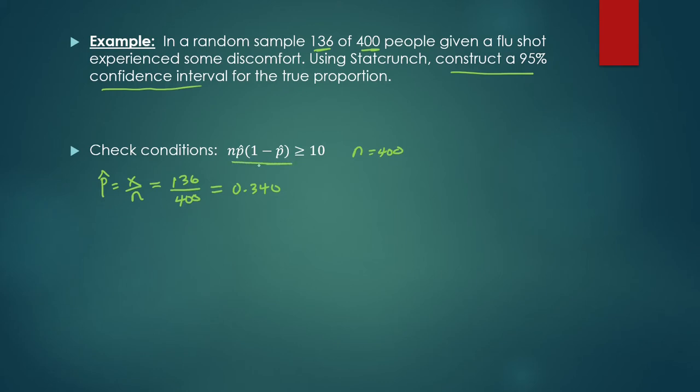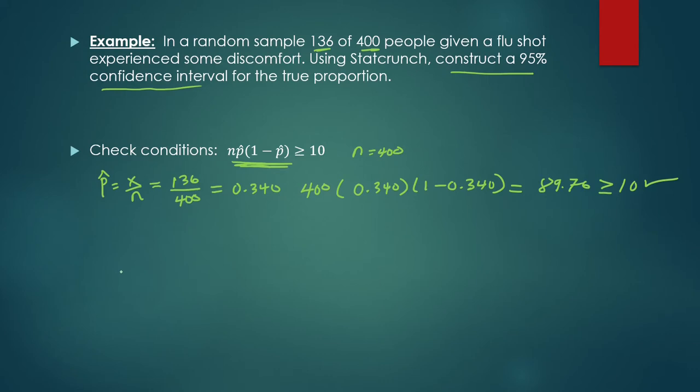So I'm going to plug in all of the values into the equation. 400 times p hat times 1 minus p hat gives us a value of 89.76, and that is clearly greater than or equal to 10. So the first condition is met.